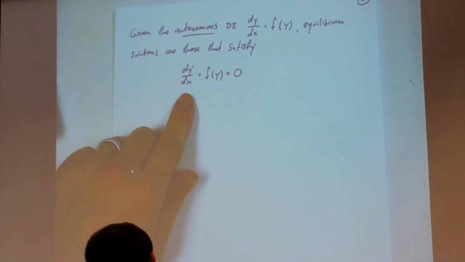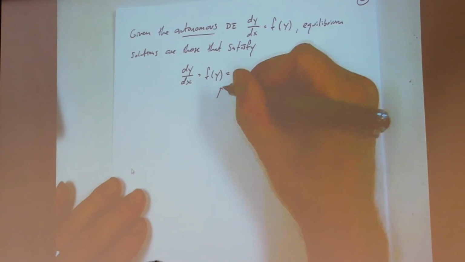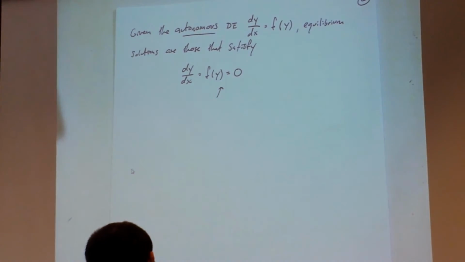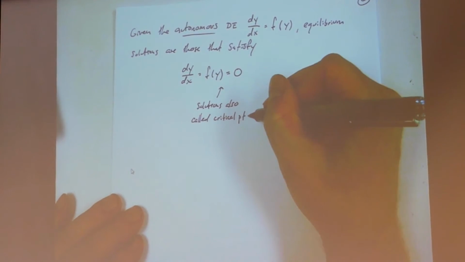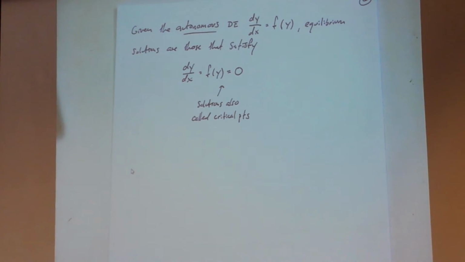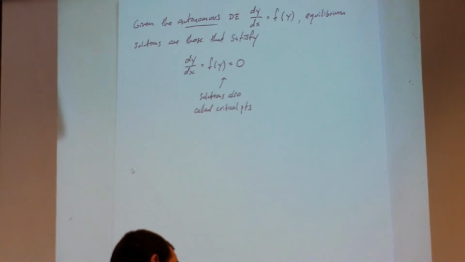In other words, when dy/dx equals 0, that would be a flat line, so it would be a constant solution. These are also called critical points, something that we found in Calc 1. So you guys have found critical points there. That's values, in this case of y, that make dy/dx equal to 0. All right, so quick example.